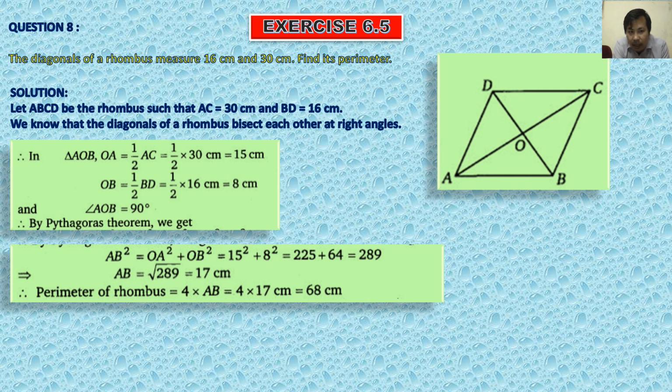We know that the diagonals of a rhombus bisect each other at right angles. So when the diagonals are intersecting, they are bisecting and they form right angles at their point of intersection. Okay, that's what I understand. So with this, let us go to the next part of the lesson.